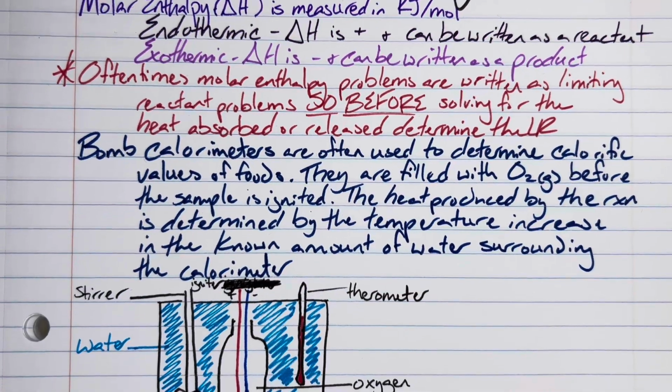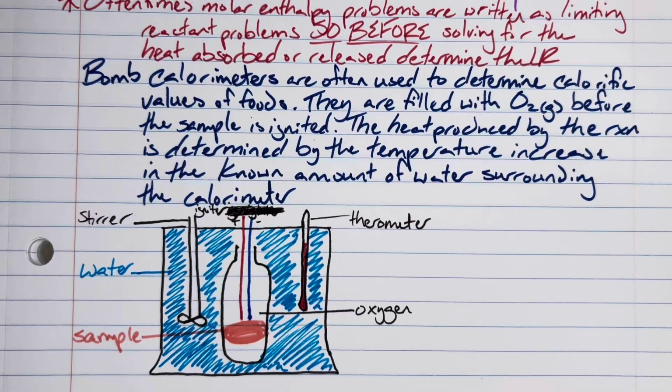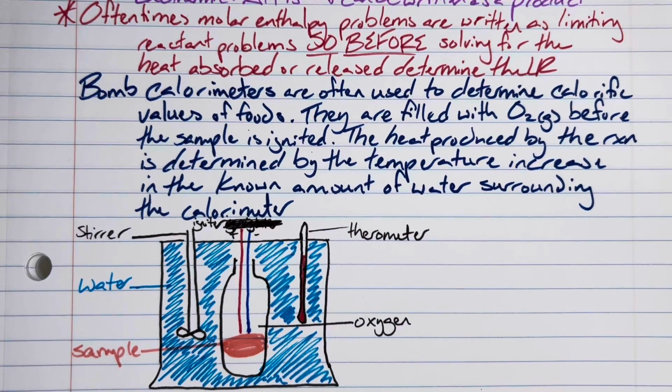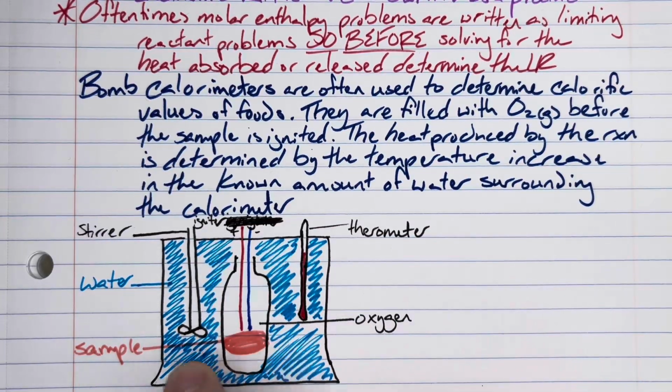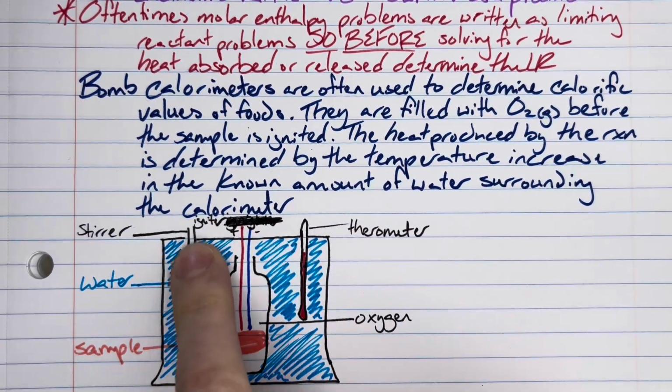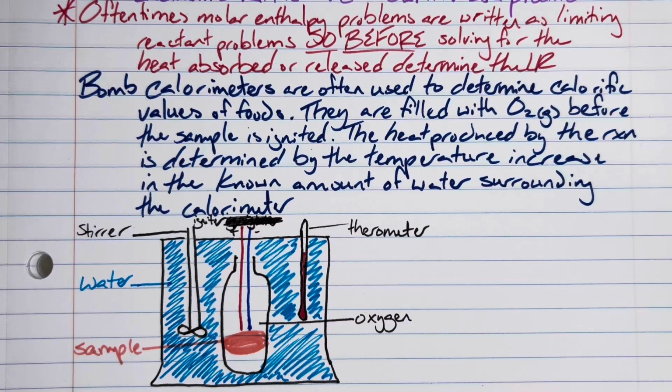So here I have a diagram of a bomb calorimeter. And so we have our actual bomb calorimeter here. You can see that it is surrounded by water. We have an automatic stirring rod that's going in and is making sure that the water is evenly coming in contact with the outside of the bomb calorimeter and taking in any of that energy that is being released by the sample once it has been ignited.